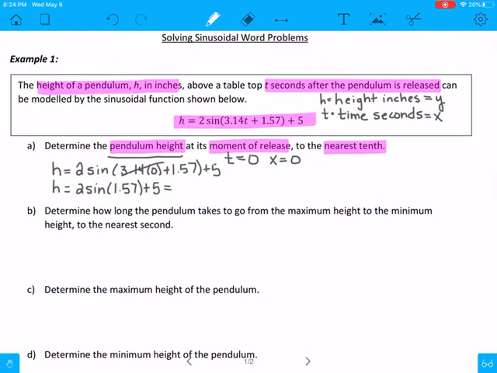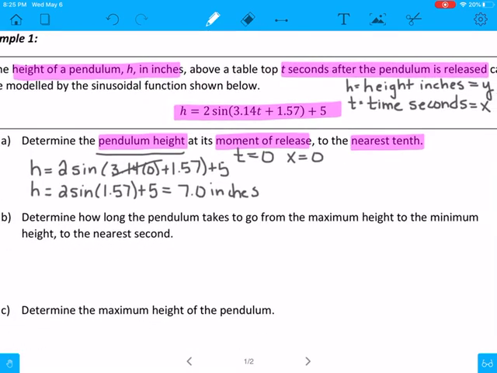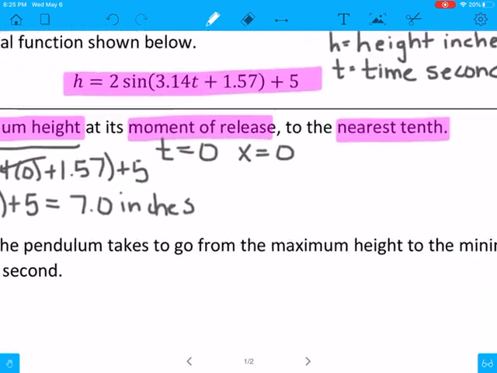So H equals 7 decimal 0, and H is in inches. You have to put the decimal 0 if it says to the nearest tenth. If you put 7, you didn't round to the nearest tenth. And then we also have to write a sentence. It says determine the pendulum height at the moment of release.